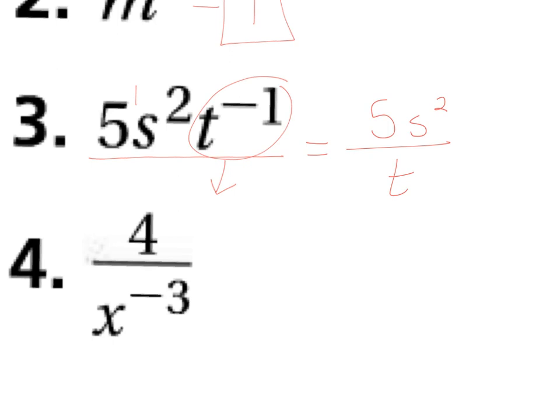All right, number 4 here. So again, if it has a negative exponent, it moves. This one has a positive 1, so it doesn't move, but x to the negative 3 did need to pop up there. So you're going to get 4x to the 3rd all on top.